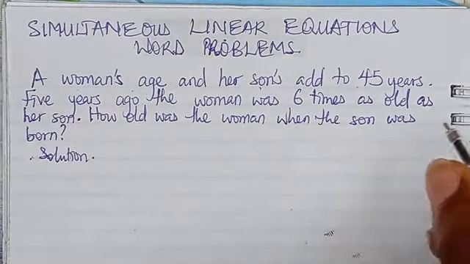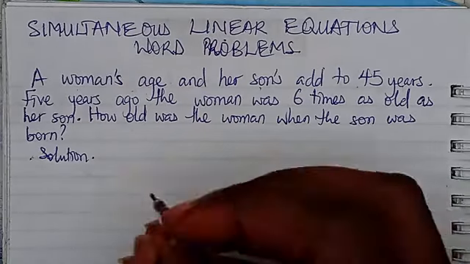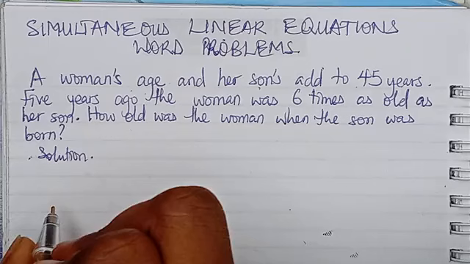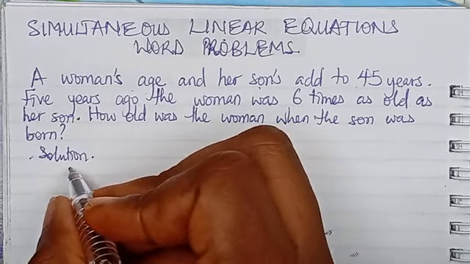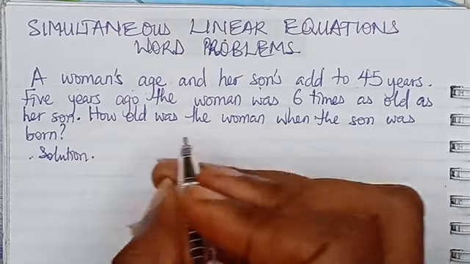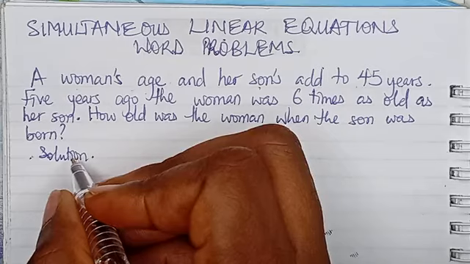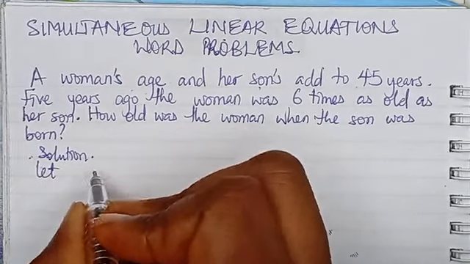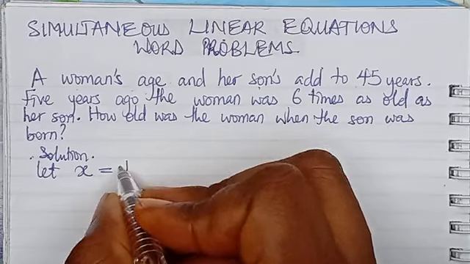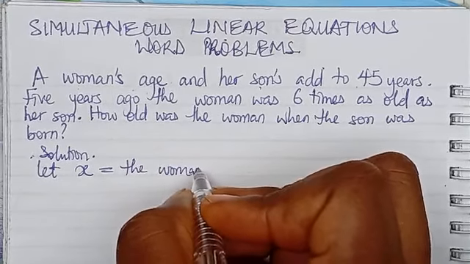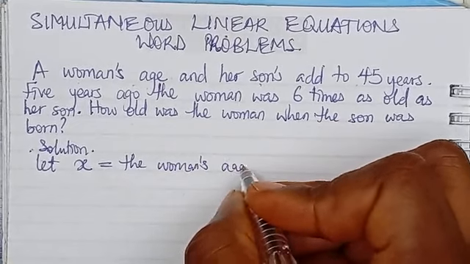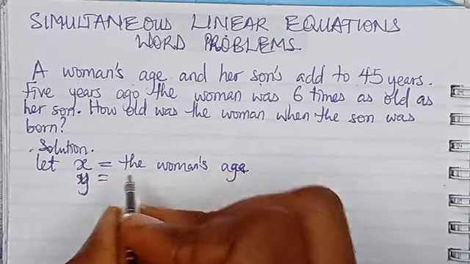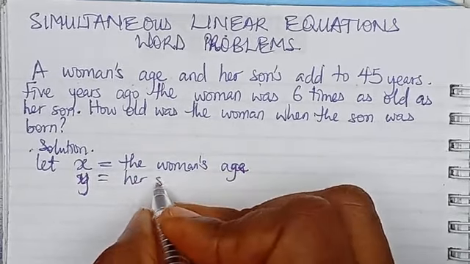A woman's age and her son's age add to 45 years. Now we don't know how old the woman is or how old her son is. So what we are going to do is use letters, alphabets, that will represent the woman's age and the son's age. And now since X and Y are the most common letters used for representing unknowns, we are going to say let X equal the woman's age, and then let Y be equal to her son's age.